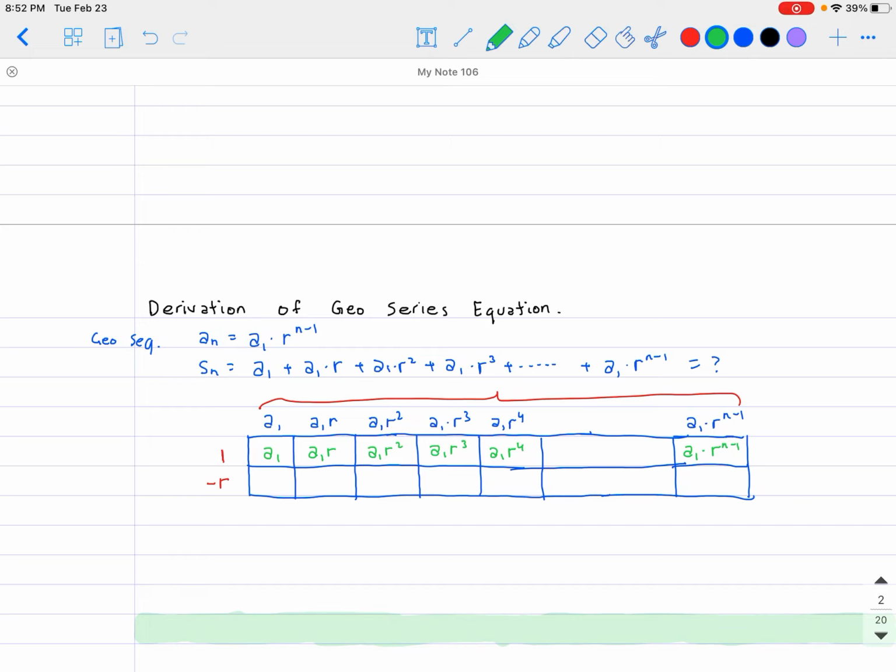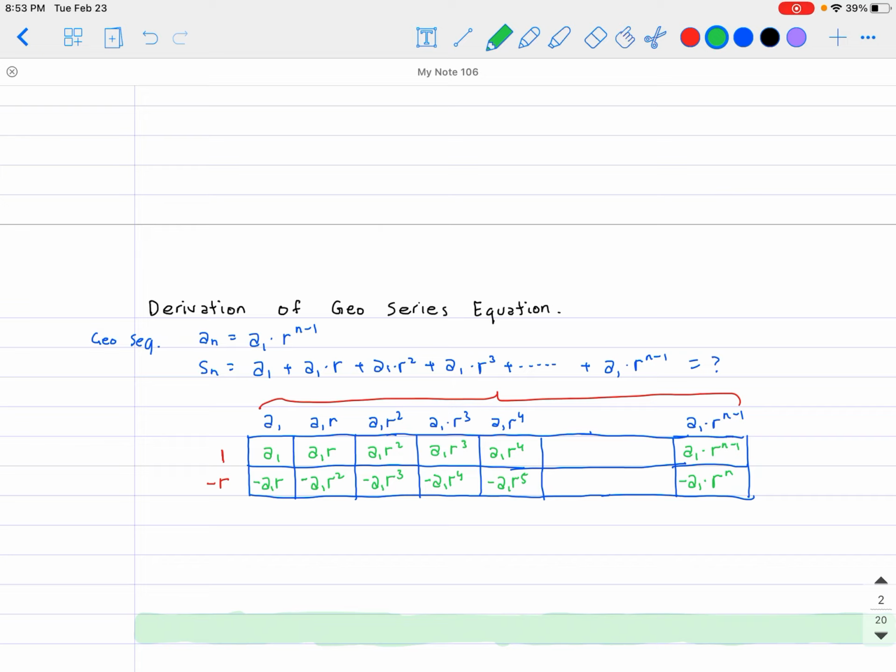In this case, we're going to get negative a of 1 times r. The second part, we'll get negative a of 1 times r squared. The third part, we get negative a of 1 times r to the third, negative a of 1 times r to the fourth, negative a of 1 times r to the fifth, and so on, all the way to the last one, which is going to be negative a of 1 multiplied by r to the n, because r times r to the n minus 1 is supposed to be r to the n. Now, the sum of all of these squares will then give you the result of these two multiplied together.